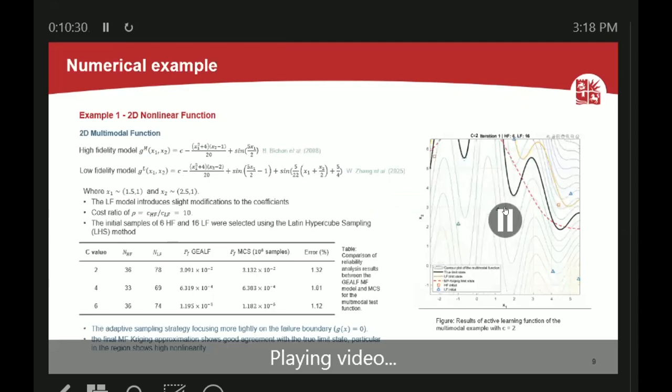Right. Now, before we apply the method to real applications, we use this 2D highly nonlinear example to validate our method. Here we introduce low fidelity equations, and we assume a cost ratio between the two equations is 10. So they are both analytical. We also try to vary the parameter C in the equations so that we can look into different orders of magnitude in the probability of failure.